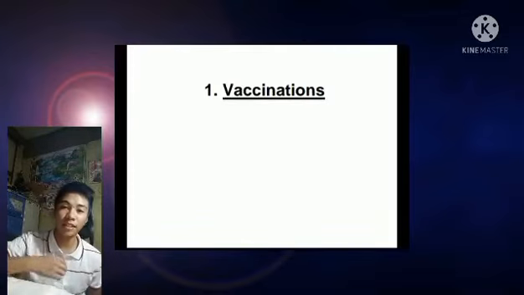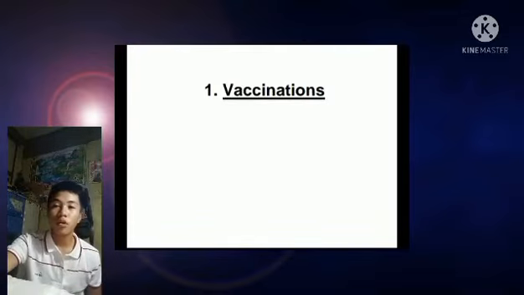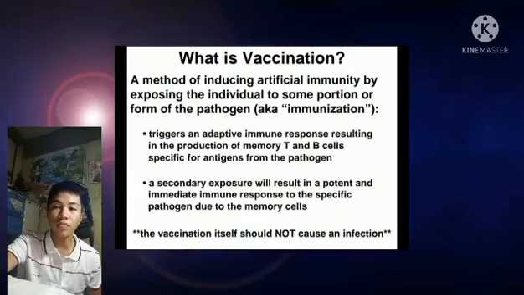First is vaccination. What is vaccination? A method of inducing artificial immunity by exposing the individual to some portion or form of the pathogen, aka immunization. Triggers an adaptive immune response resulting in the production of memory T and B cells specific for antigens from the pathogen. A secondary exposure will result in a potent and immediate immune response to the specific pathogen due to the memory cells.